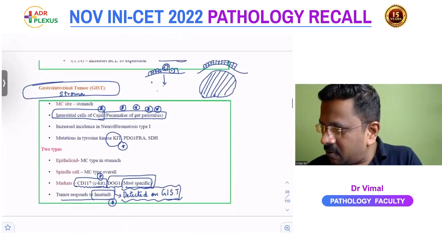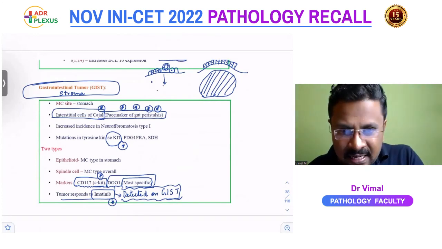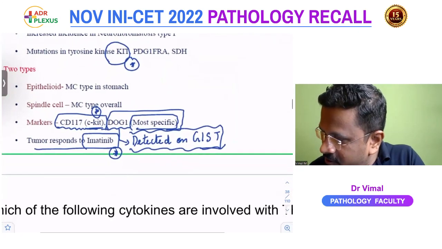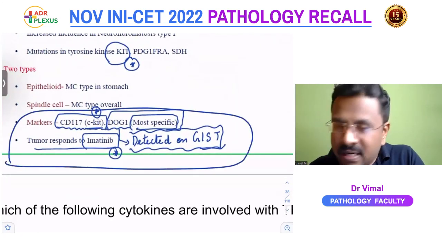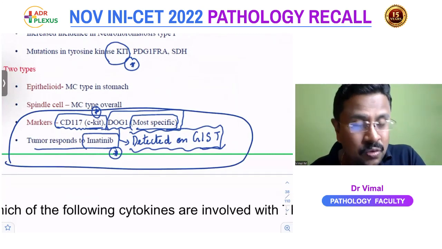As you can see, this point also we have discussed, and the cell of origin for the GIST is the interstitial cells of Cajal. And we have discussed that CD117, that is c-kit, and DOG1 is the most specific, and the tumor responds to imatinib.